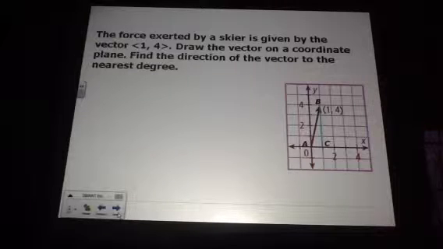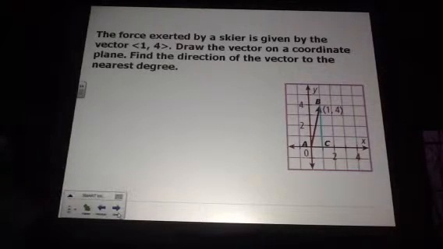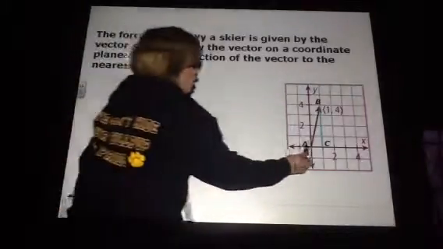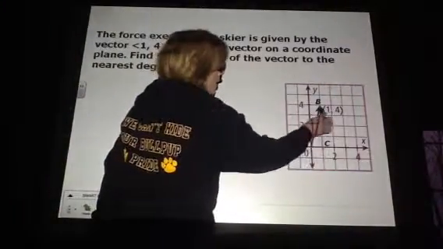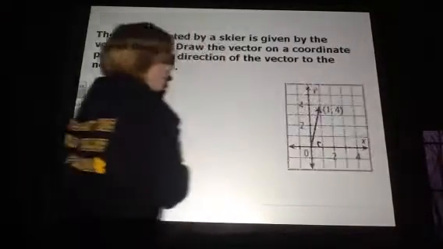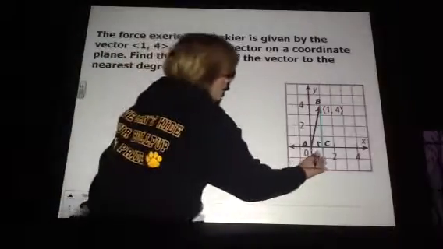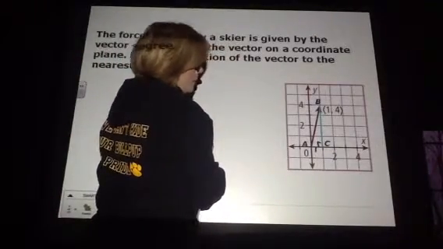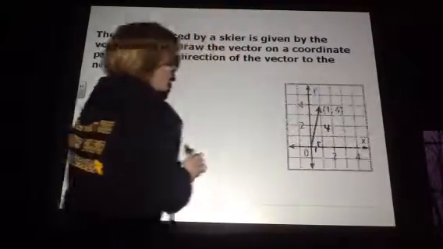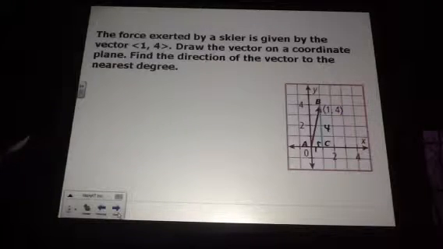All right, so the force exerted by a skier is given by the vector <1, 4>. Draw the vector on the coordinate plane. Find the direction of the vector to the nearest degree. Okay, so you graph your vector AB, and if I draw this vertical line and horizontal line, it makes a right triangle, right? I've got segment AC with 1 unit, segment BC with 4 units. And I'm trying to find, what am I trying to find here?